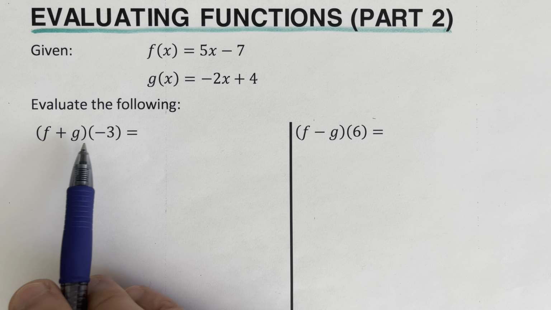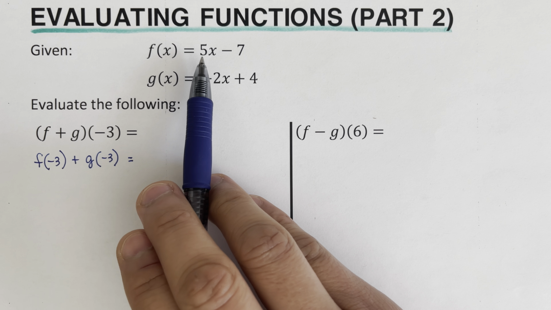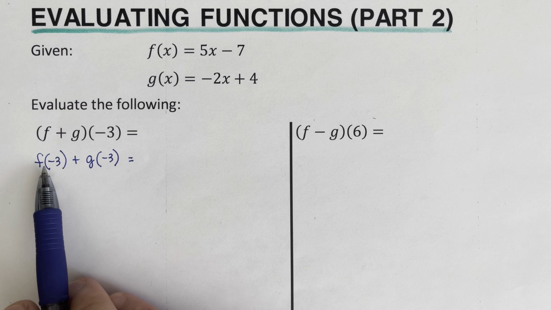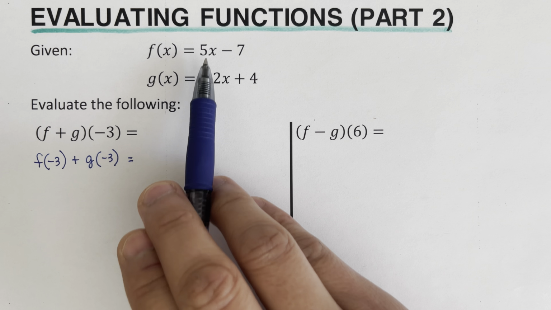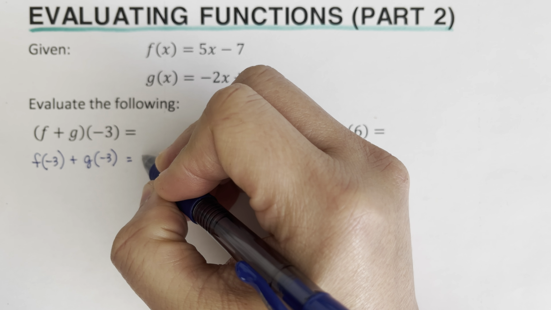Now notice that this f plus g can also be rewritten as f of negative 3 plus g of negative 3. So then we can go ahead and plug in these expressions that we have right here. So we have our f of x was actually 5x minus 7. So I'm just going to go ahead and write this up here.